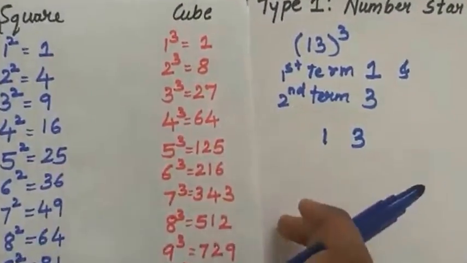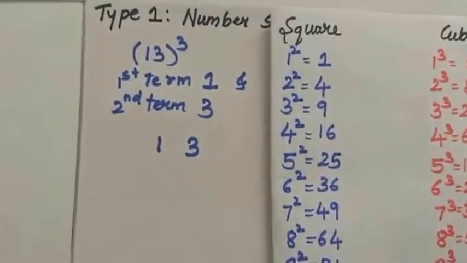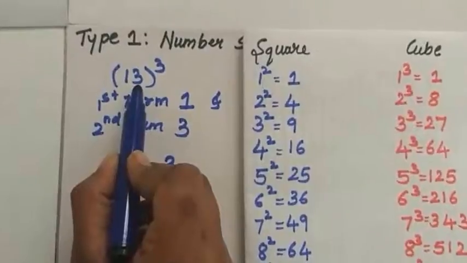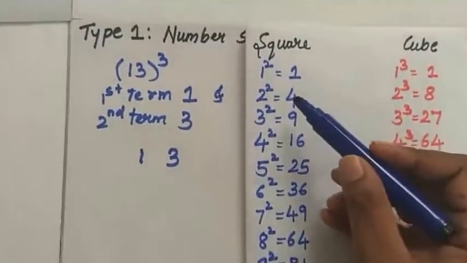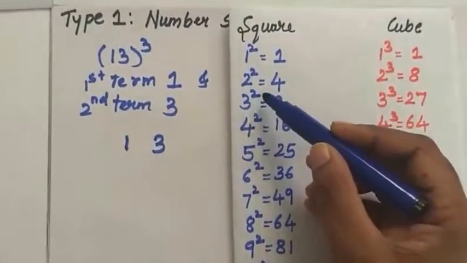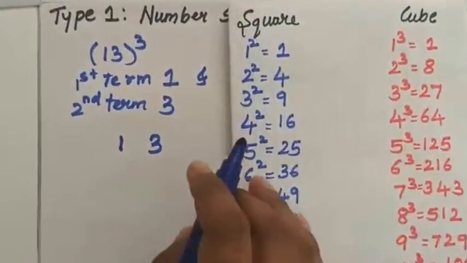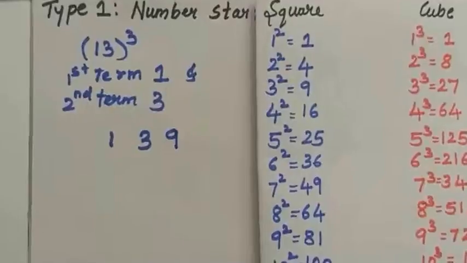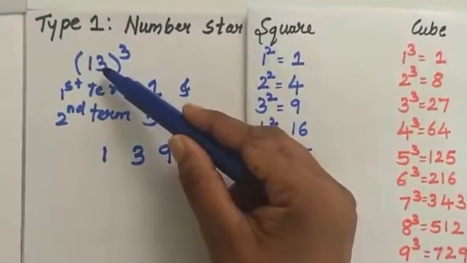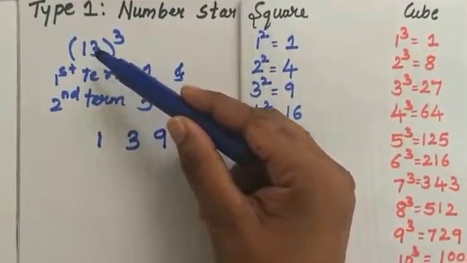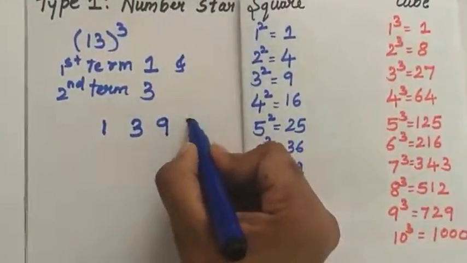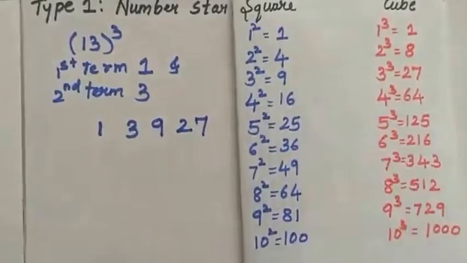Now we'll go back to the table. Second term is your 3. First, I'll take the square of that number. So 3 square is your 9, so I'll write here 9. Then in second, I'll take the cube of the same number, second term cube. 3 cube is 27. I'll write 27 over here.